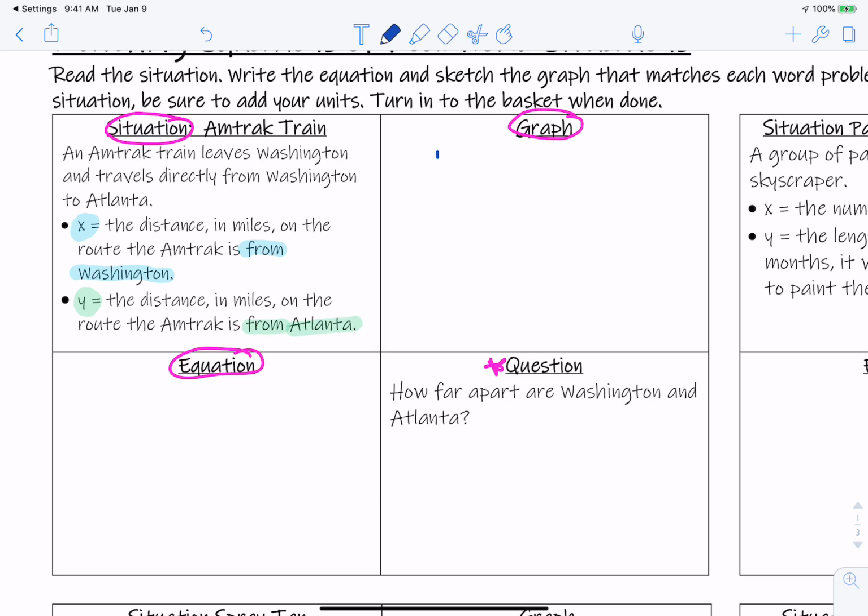So the graph that's going to match this, I'm going to go ahead and just do it for you. It's going to look like this. It's a solid line here because we're talking about something traveling, so there are no gaps in it. It's just a straight continuous motion. Also, because they're saying that the train is going directly, we have a constant rate of change. The train is going to hit its speed and continue moving at that speed.